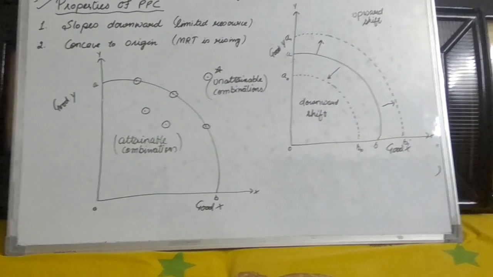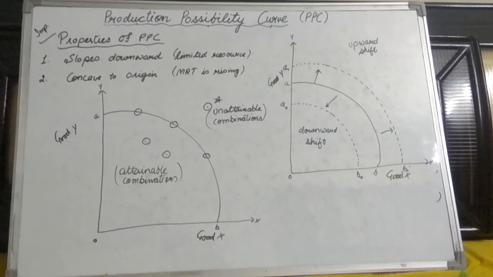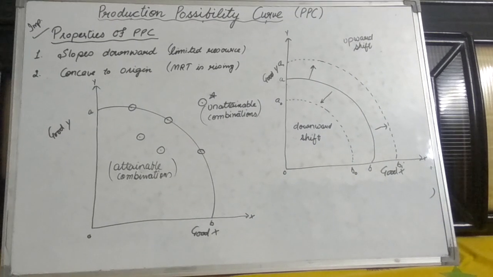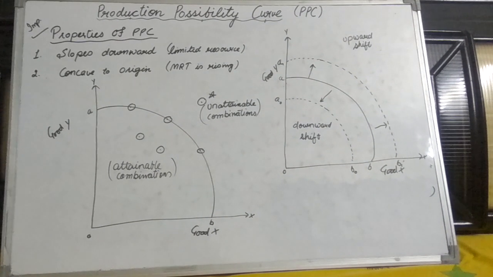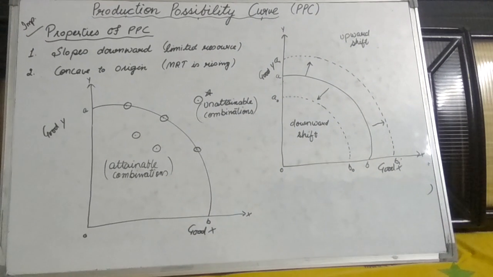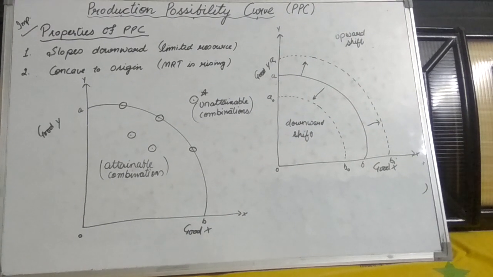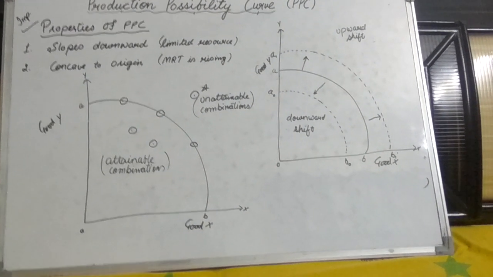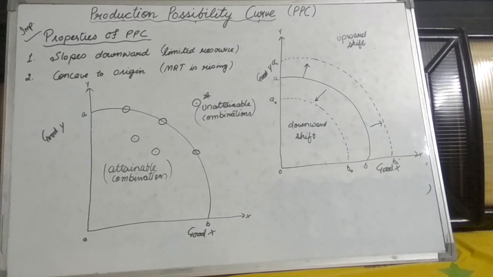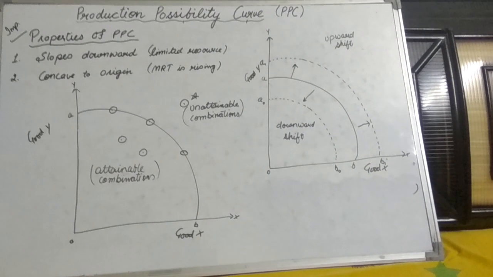This PPC also shows a different feature, that PPC can change its position and it can shift upward or downward, as indicated from the second figure where we have drawn a PPC named AB. This is the original production possibility curve named as AB. If there is an increase in resources or change in technology for both the goods, good Y and good X, then the PPC will shift upward.